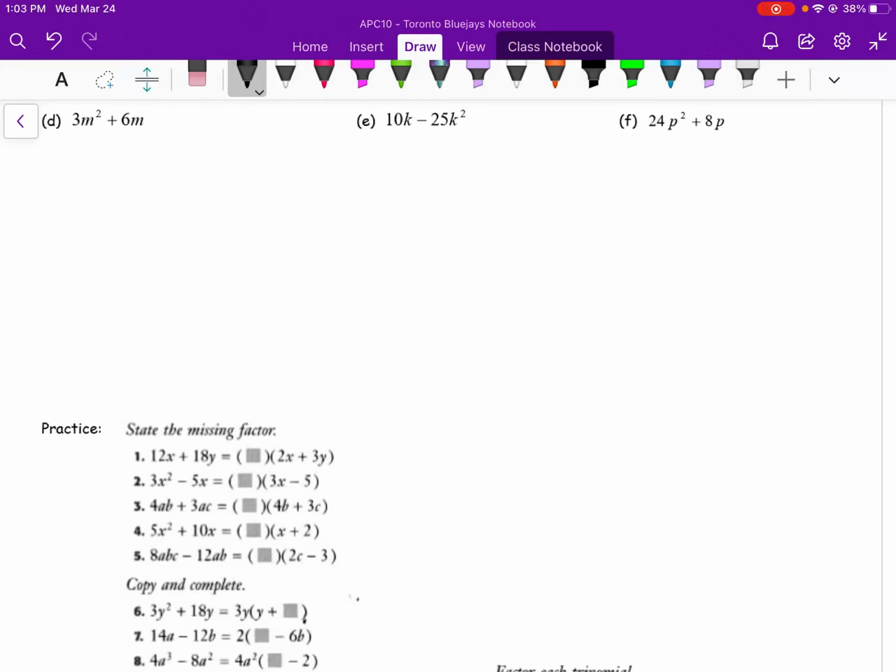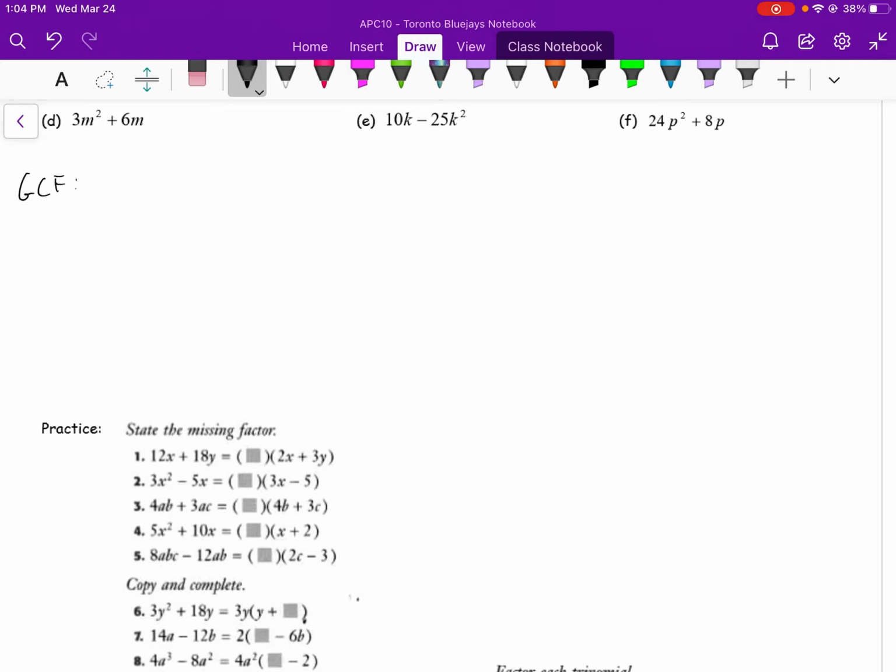Okay, so the next thing that we're going to do is we're going to look at D. You've tried these yourself. So with D, I'm just going to identify my greatest common factor. With D, I'm going to treat the constants and the variables separately to come up with my greatest common factor.